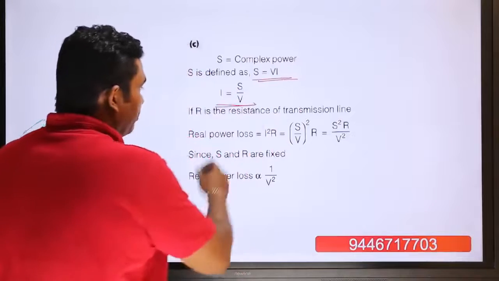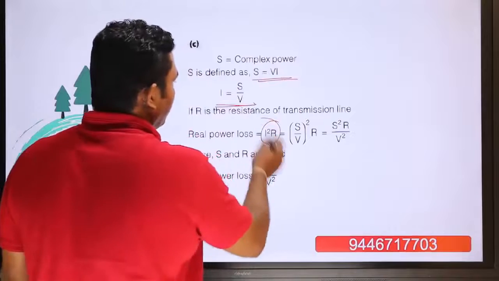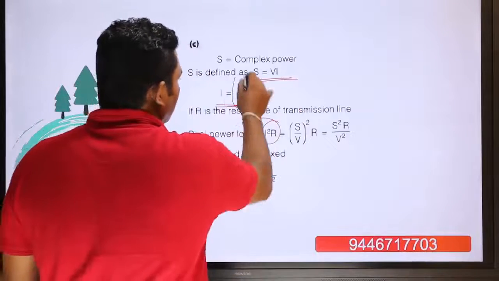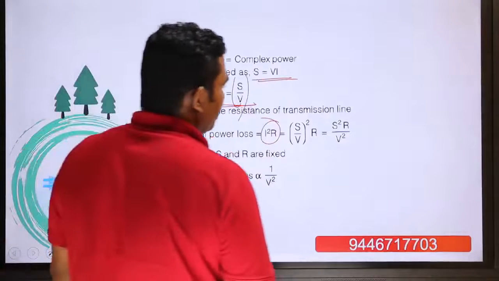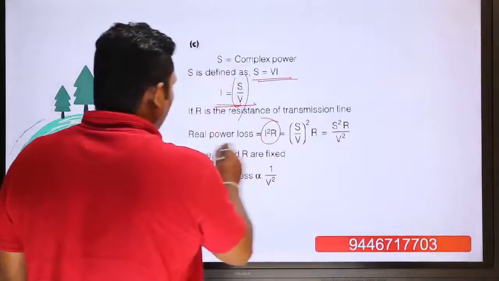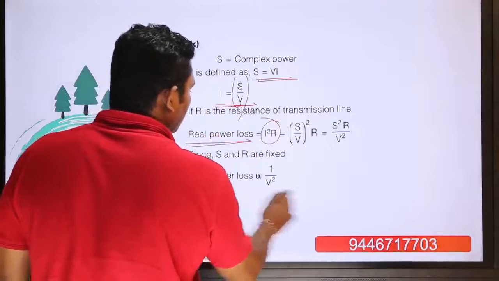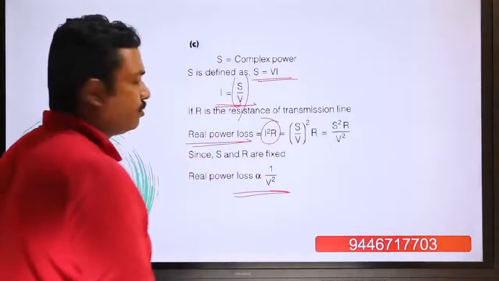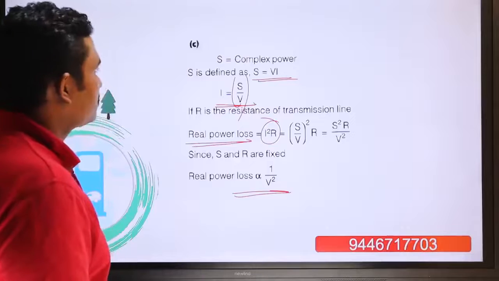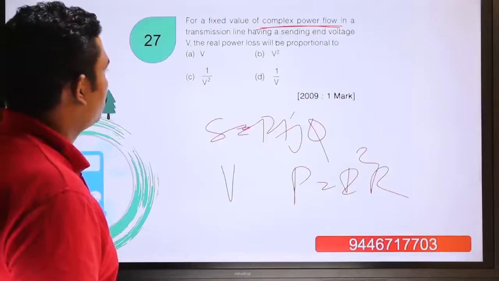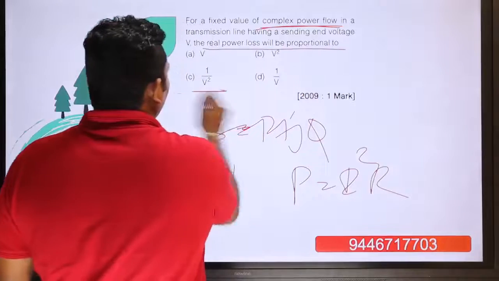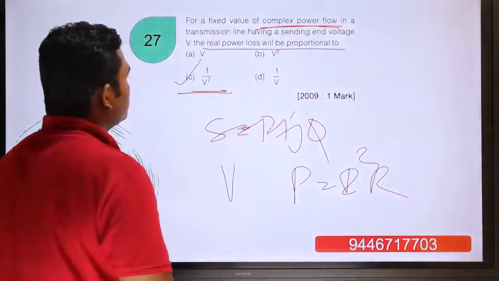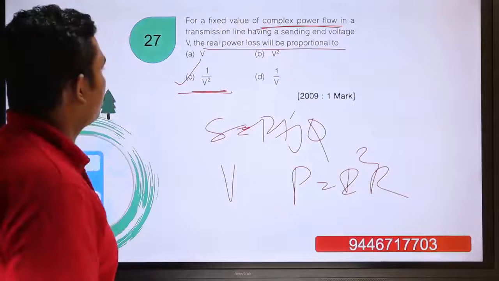So what is the real power loss? Real power loss is I square R. Instead of I, you can substitute S by V the whole square. So it is S square R divided by V square. We see that the real power loss is inversely proportional to the square of the voltage. So that means the real power loss will be proportional to 1 divided by V square, which is option C for question number 27.